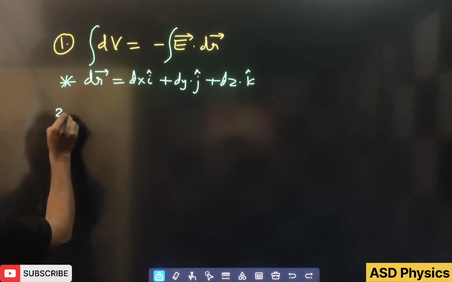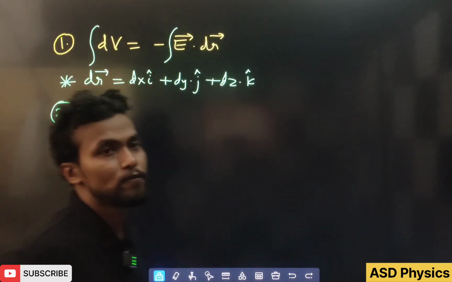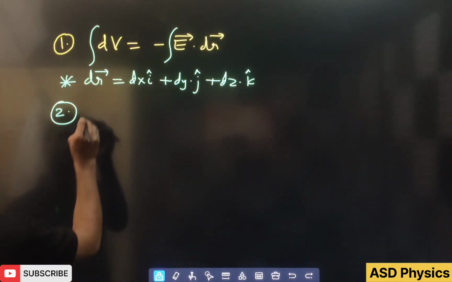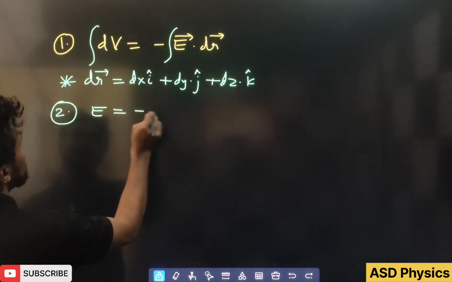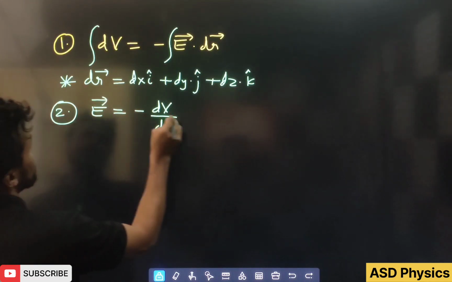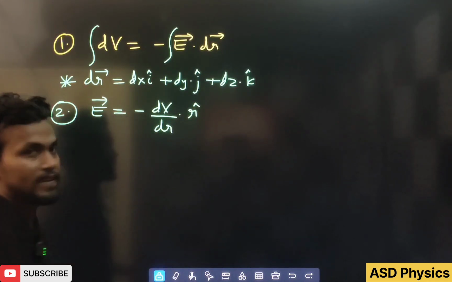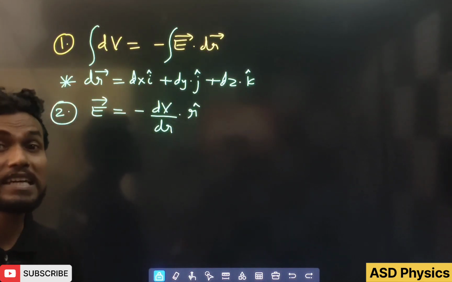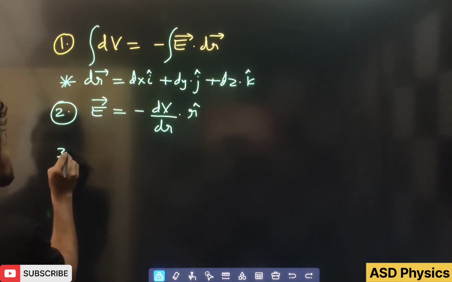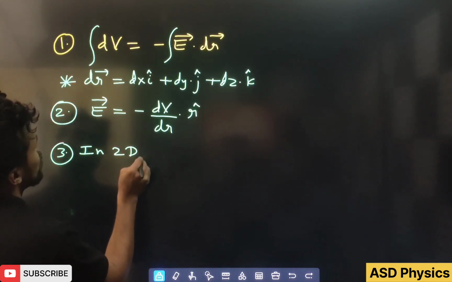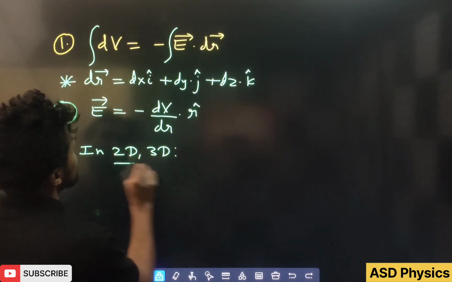Now this formula we have to use when the electric field is given and we have to find the potential. In the second situation, the formula is E equal to minus dV by dr. This is a vector quantity, so we write the r cap here. This formula we have to use when the potential is given and we have to find the electric field, even in terms of the rectangular components. That means we can use it in 2D or 3D, in any situation.